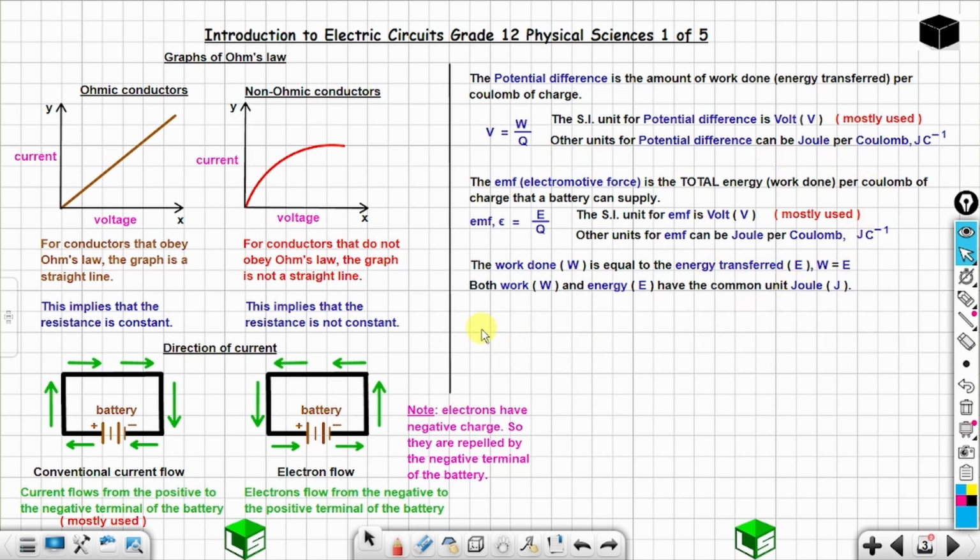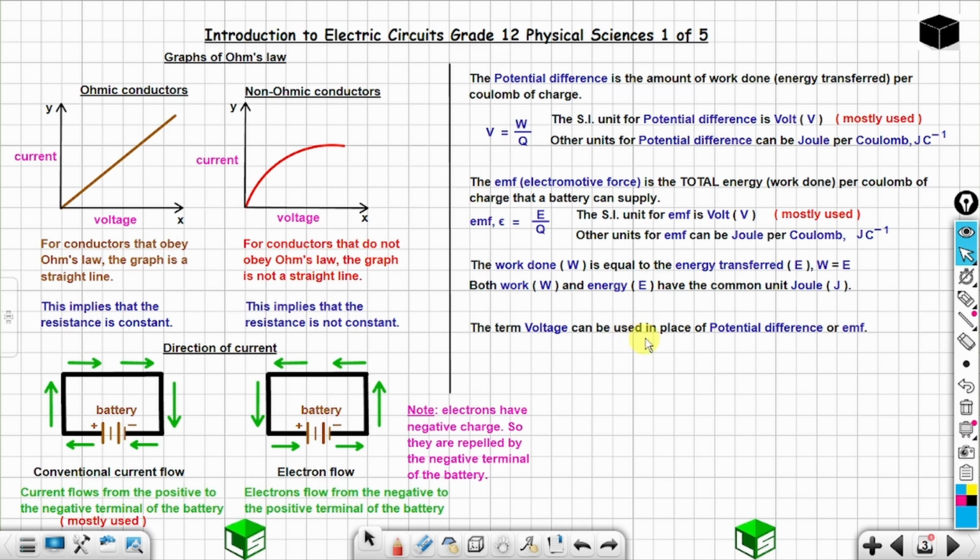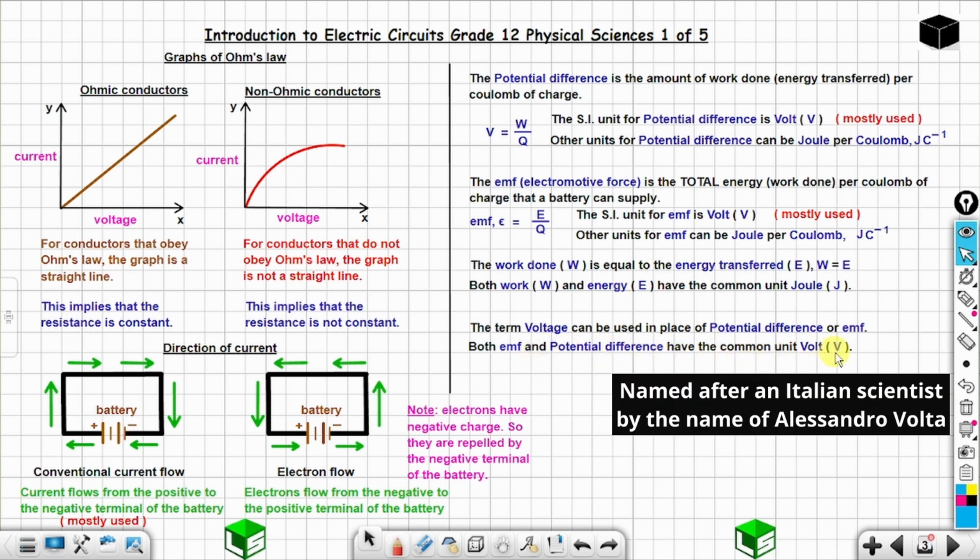We carry on now. The term voltage can be used in place of potential difference or EMF. So potential difference is a type of voltage and EMF is another type of voltage. Both EMF and potential difference have the common unit volt. We use V for the unit volt.